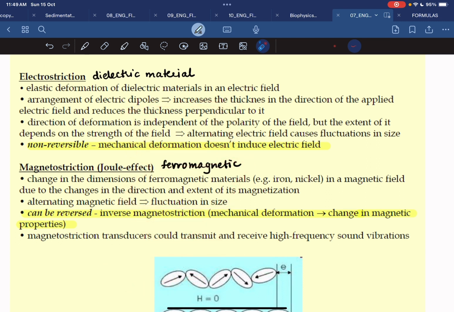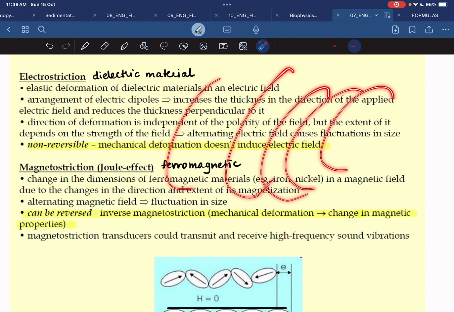And then what ends up happening is there is a lot of vibration, which results in, you guessed it, ultrasound. Now, the cool thing about this is it can be reversed. Inverse magnetic restriction: mechanical deformation changes the magnetic properties. That means you can produce a magnetic field due to the pressure formed by the mechanical deformation.